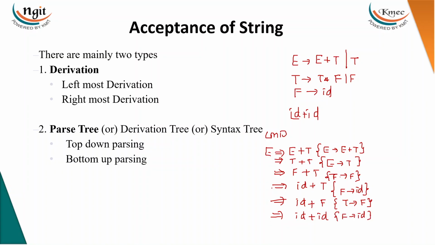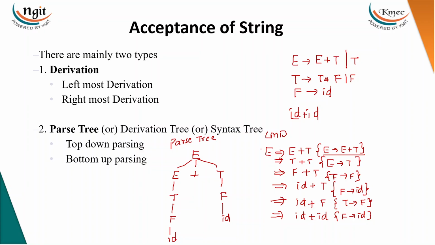How to construct the parse tree for it? What is the first production we have used? E tends to E plus T. So E is deriving E plus T. The second one, E tends to T, so this E is replaced with T. Third one, T tends to F. Fourth one, F tends to id. Then the same way, fifth one, T tends to F, F tends to id. Whatever productions we have used, I have represented as a tree. We can call it a parse tree, and it is also called a syntax tree or derivation tree.